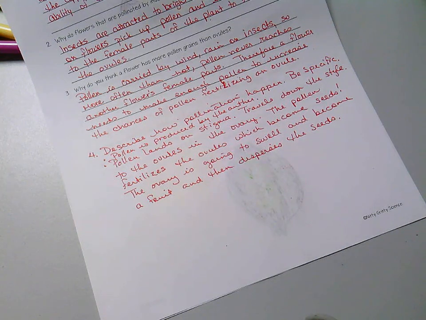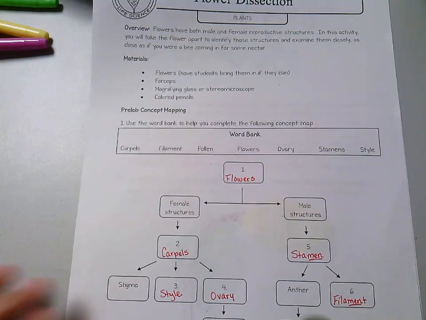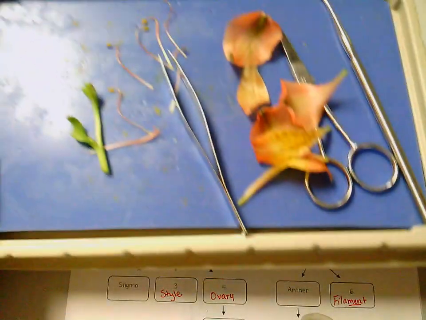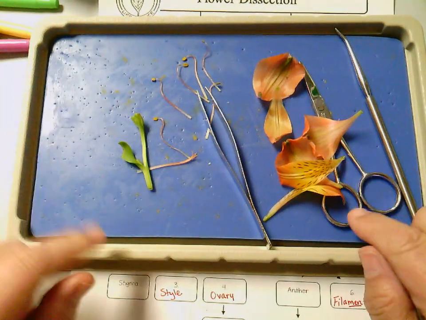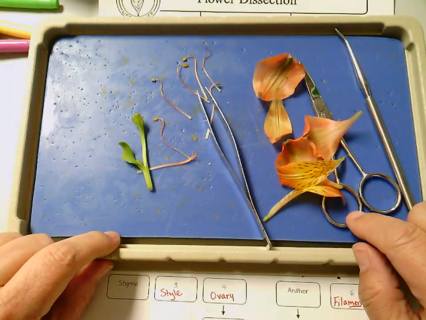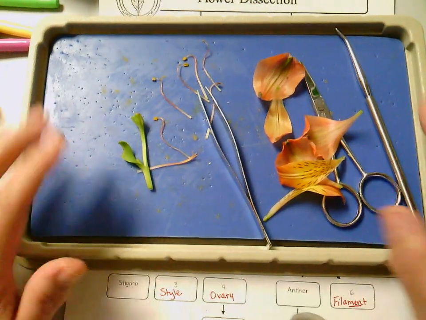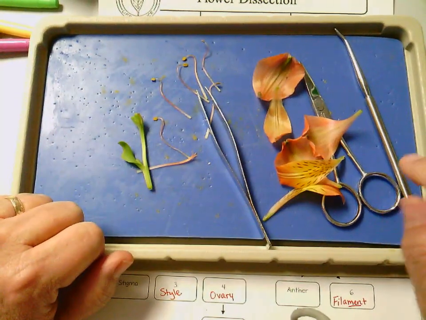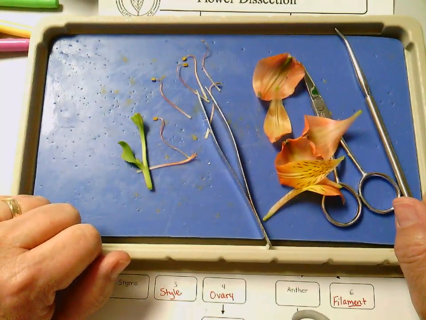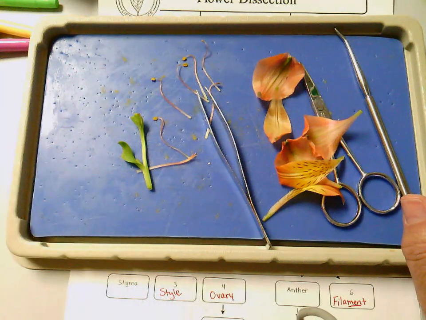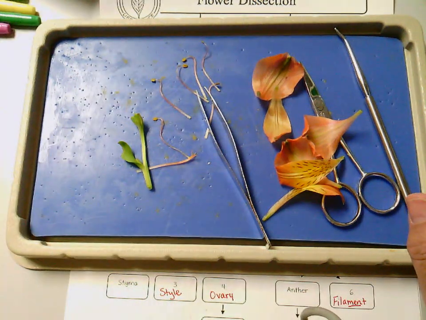Okay? All right, you have now completed the flower dissection. Everything that you have pulled off of the flower can go into the trash can. Grab a Clorox wipe and wipe down the pad and your instruments and put those back where you got them from. I hope you enjoy this dissection.